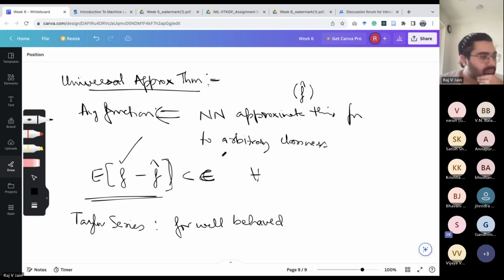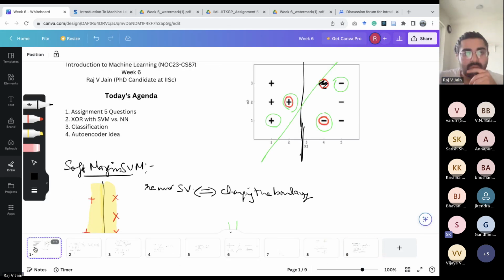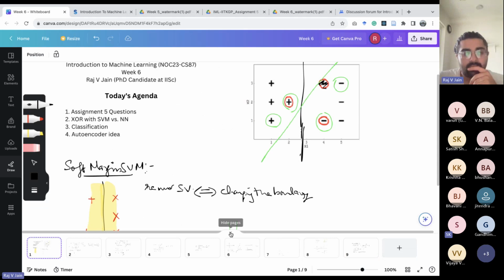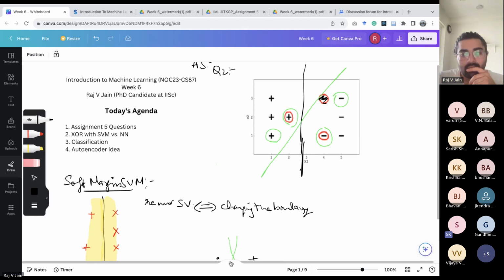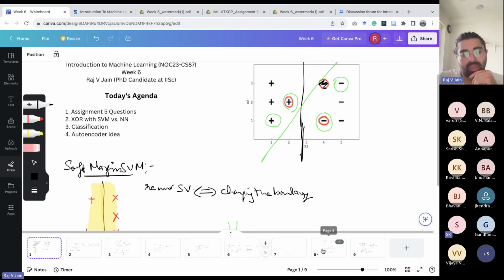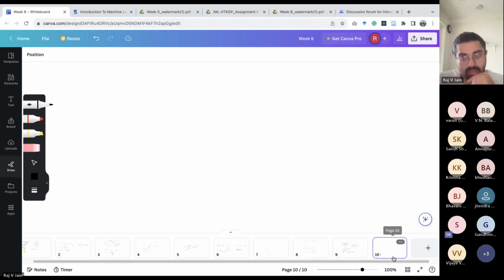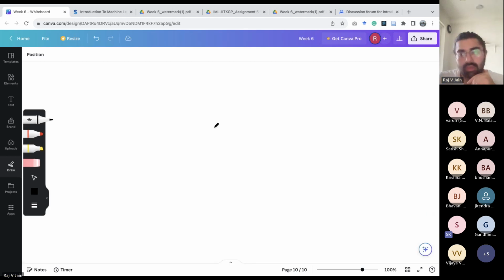This universal approximation theorem, I've seen it in another NPTEL course on deep learning specifically. There, the way it was explained is that any continuous function can be approximated by a neural network with one input layer, one output layer, and a single hidden layer where you are allowed to have as many neurons as you want.